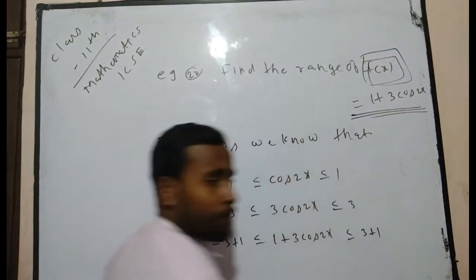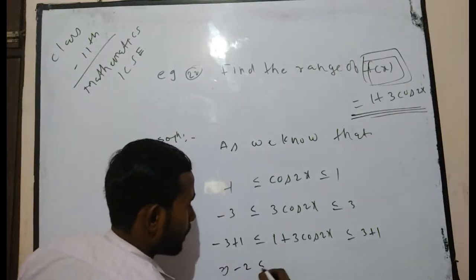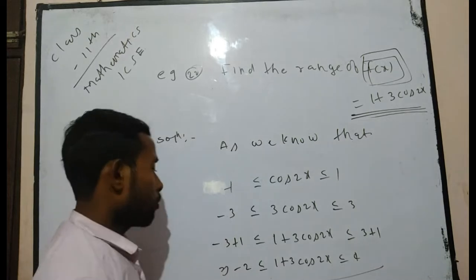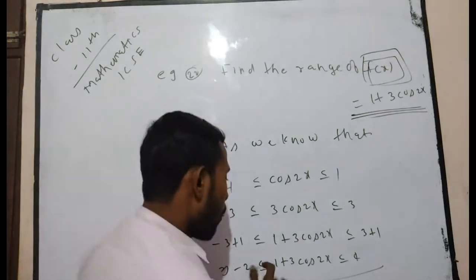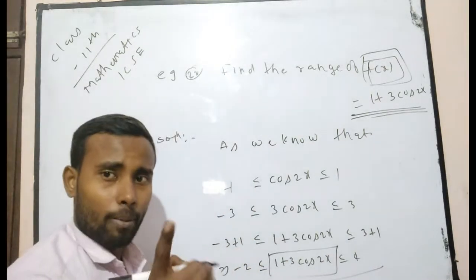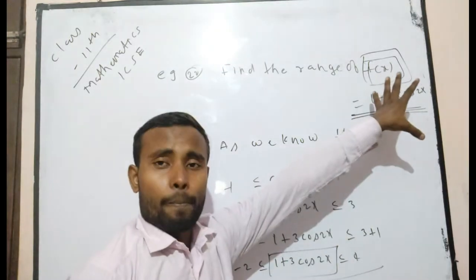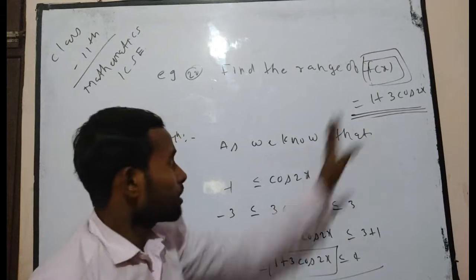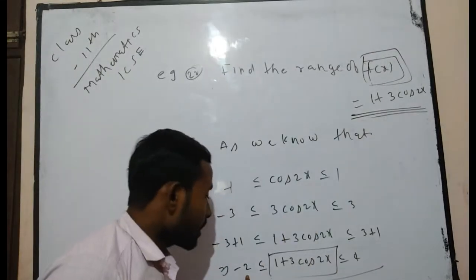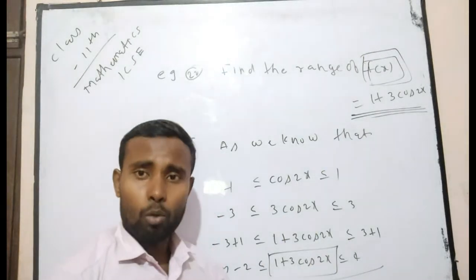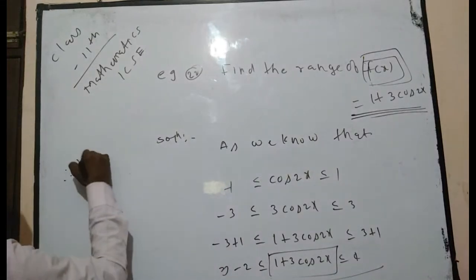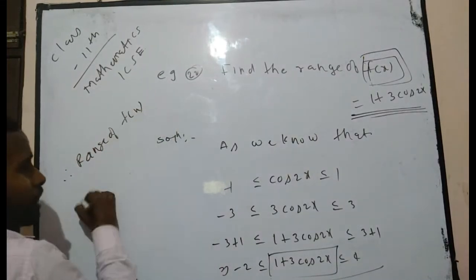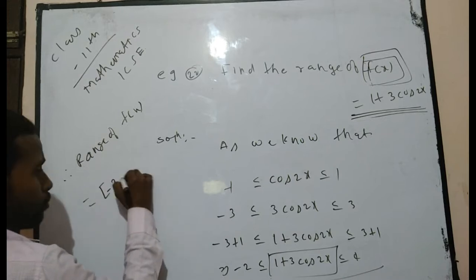In that case, you can see from this expression minus 2, that means 1 plus 3 cos 2x is always greater than or equal to minus 2 but less than or equal to 4. That means for the whole expression of f(x), I have already told you, you have to find all values of real numbers in which f(x) lies. So according to this expression you got f(x) greater than or equal to minus 2 but less than or equal to 4. So you can say that the range of f(x) is minus 2 to 4.